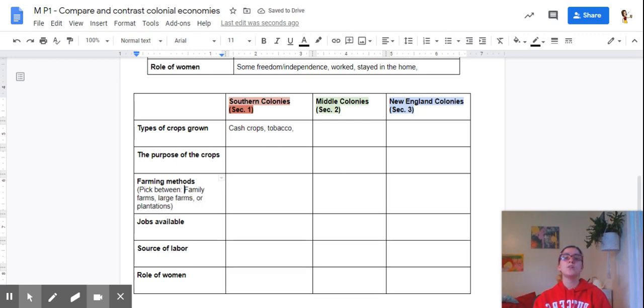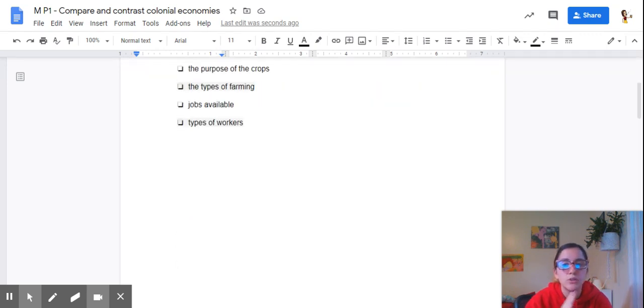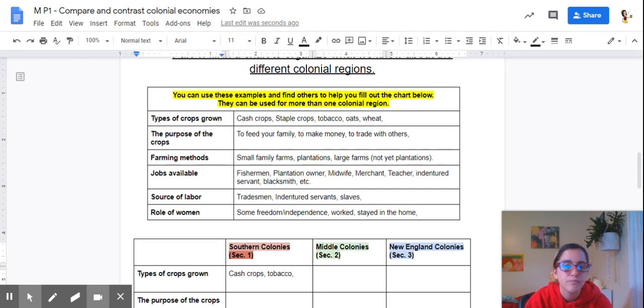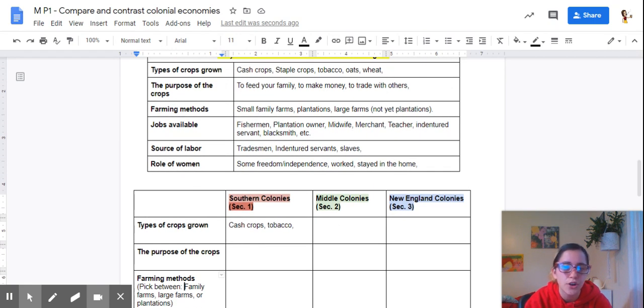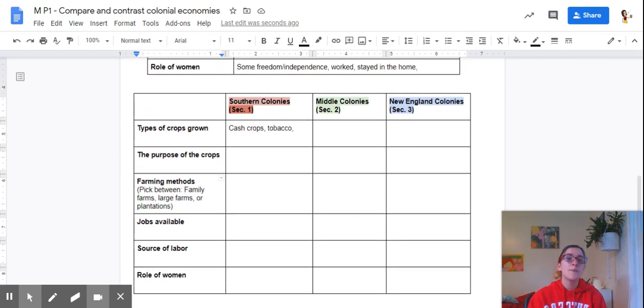Okay. So I just want to summarize what I said for you. It was a lot of information, but the main points are for today, you're going to scroll down to part 1. Okay, you're going to use this chart to help you fill in this chart, where the southern colonies are one column, the middle colonies are the next, and the New England colonies are the last one. After you fill that chart in, it might be a very good idea to help yourself out by highlighting some things that might be similar.